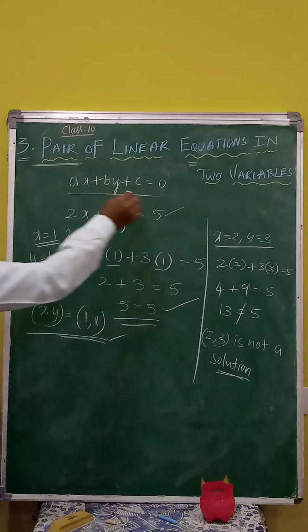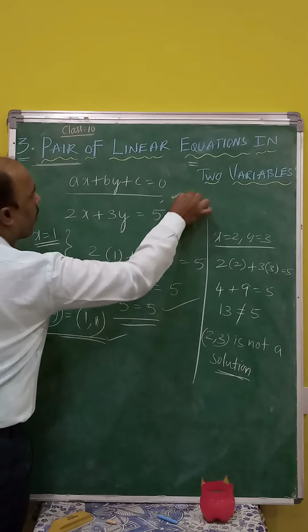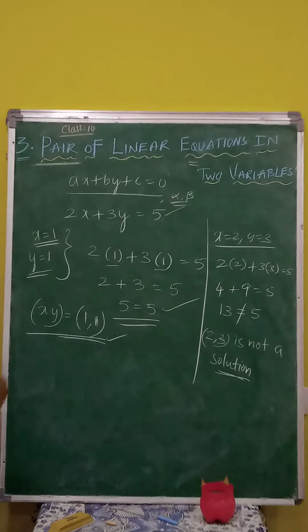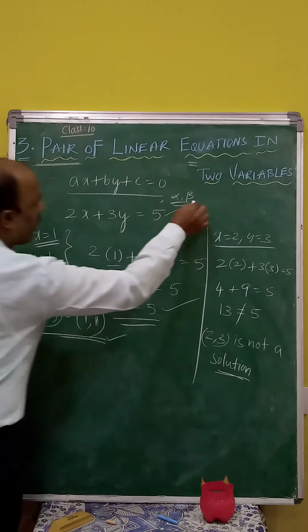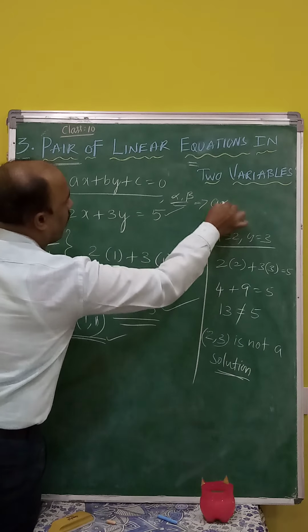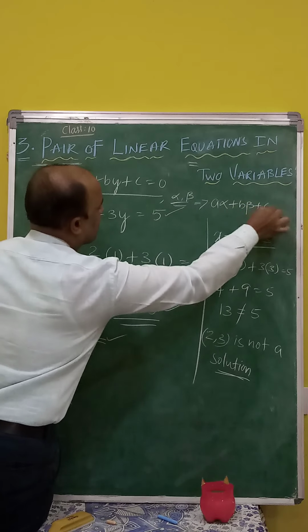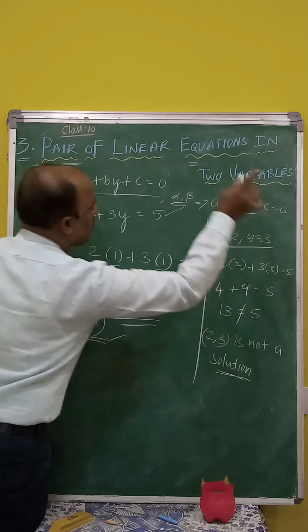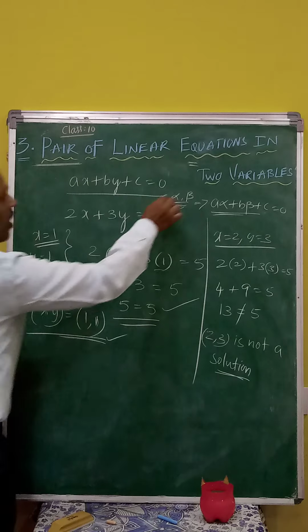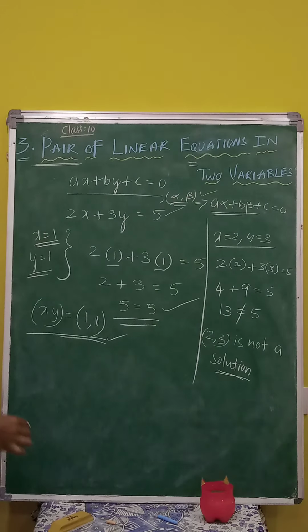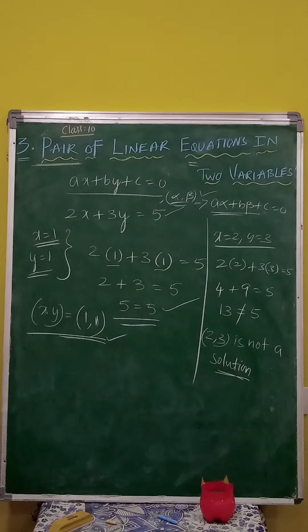Suppose I am assuming alpha comma beta is a solution of this equation. That means what we have to write here? a alpha plus b beta plus c is equal to 0. It must be equal to 0. Then alpha comma beta is a solution of the given linear equation in two variables.